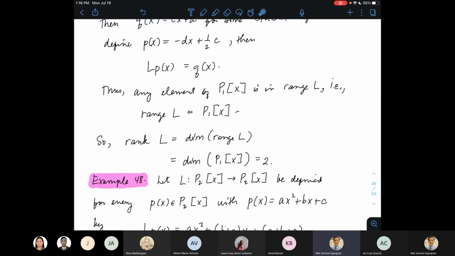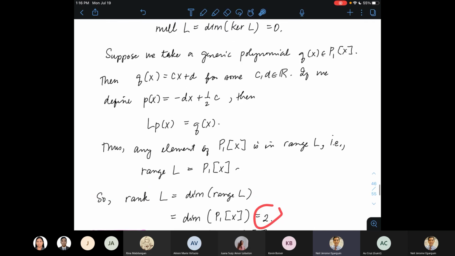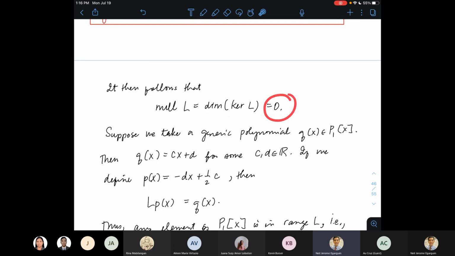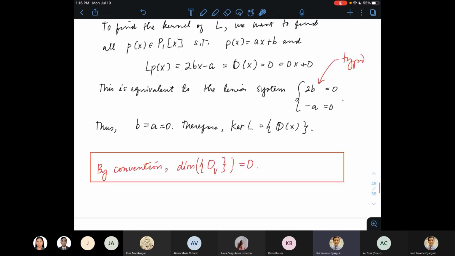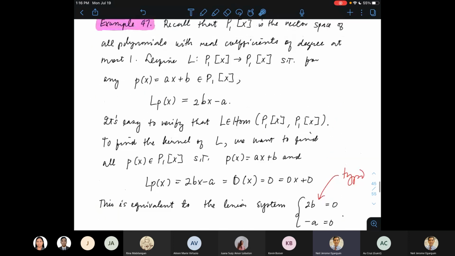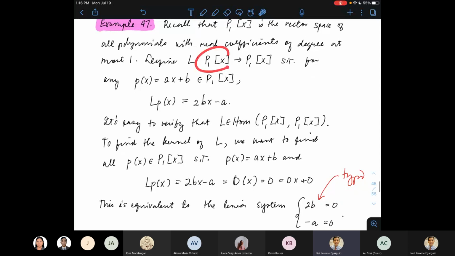Then let's take a look at the sum of the nullity and the rank. The rank is 2. The nullity is 0. 0 plus 2 is 2. And 2 is the dimension of the domain. So again, this is another example that the nullity and the rank add up to the dimension of the domain.